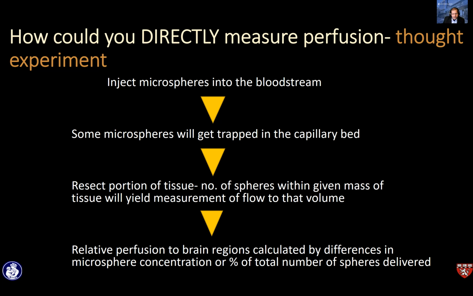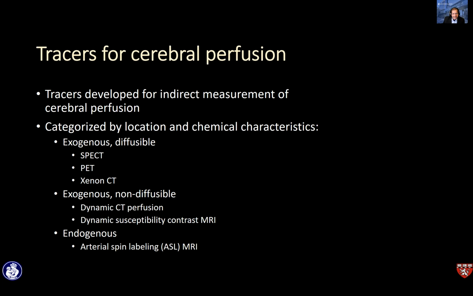The relative perfusion to different brain regions is calculated by the differences in the microsphere concentration, or the percentage of total number of spheres delivered. So this is exactly the same technique we use for any of our perfusion techniques. Different tracers can be used for cerebral perfusion, and they've been developed to get indirect measurement of cerebral perfusion, because obviously you cannot inject microspheres and cut out tissue.